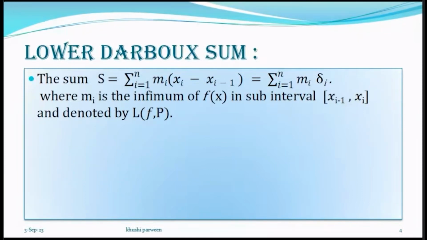The sum from i equals 1 to n: he is multiplying the value at some set, like x_{i-1} to x_i, which means in that interval the value is m_i. In a similar fashion, in the Lebesgue approach a set has a measure, and that measure is multiplied by the average height at that set. That kind of thing is there, so you can explore the Lebesgue integral.